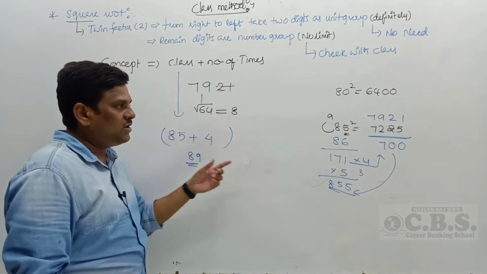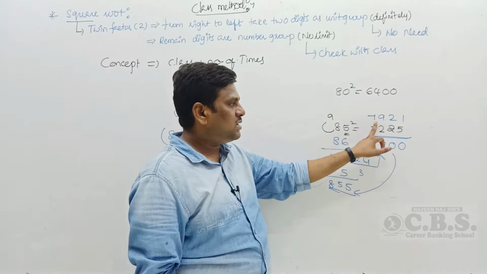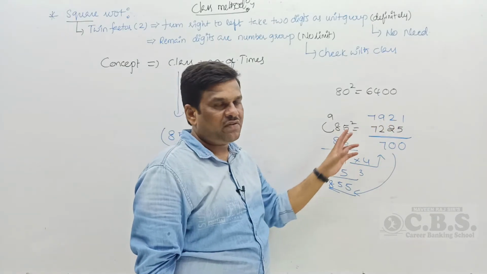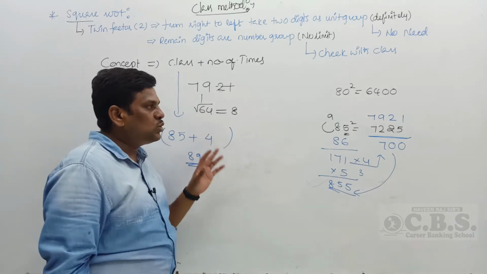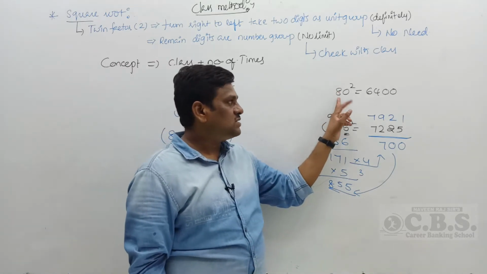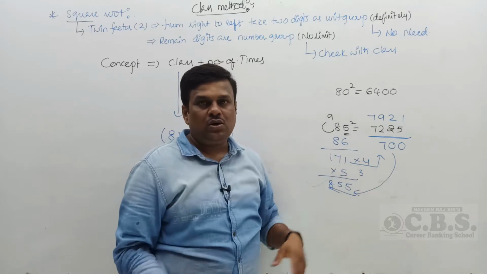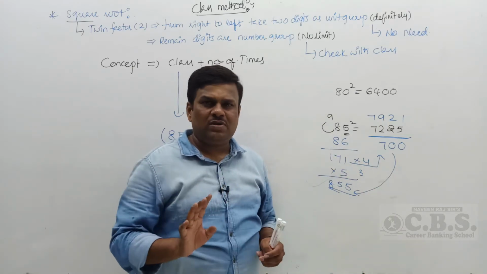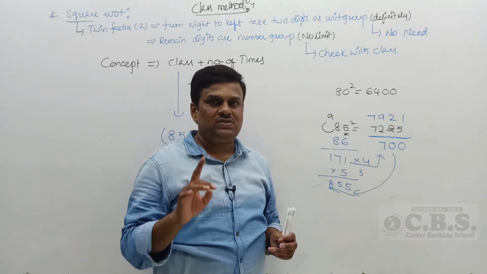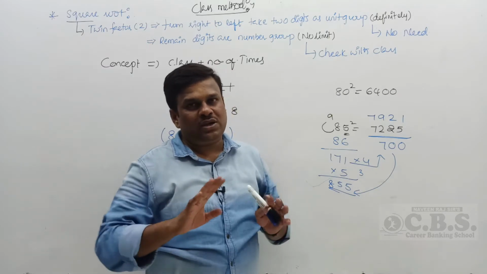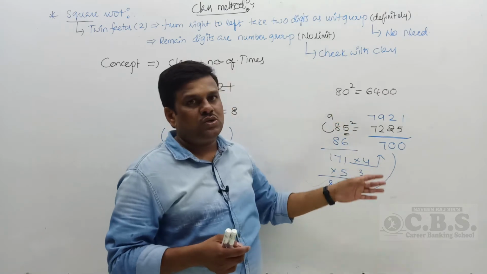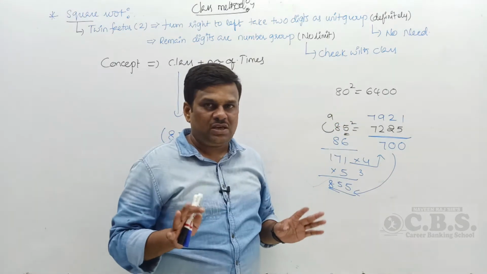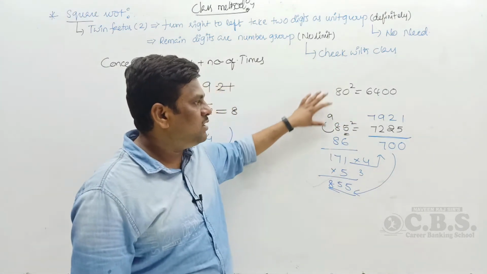Our class is 85, and our number 7921 is very near to 85 square. Our class is 85 and the number of times is 4, so 89. So what is a class? The starting class digit is 0 and the middle is 5, for any perfect or non-perfect square root. You can easily find it, it is a very simple method. No need to take 82 whole square, 83 whole square, it is a time-taking process.